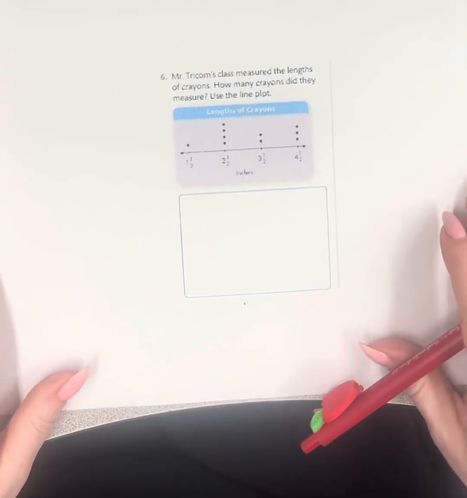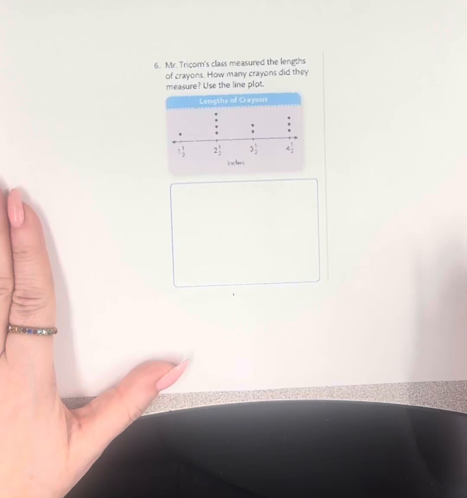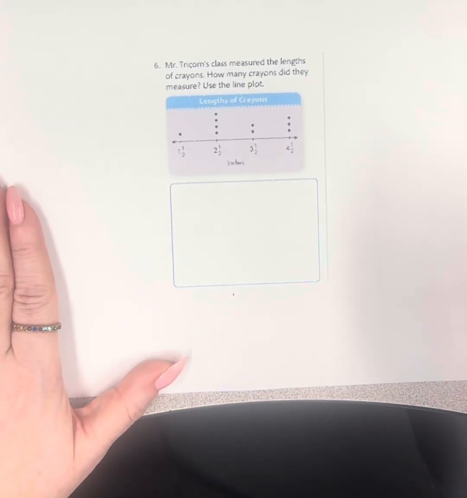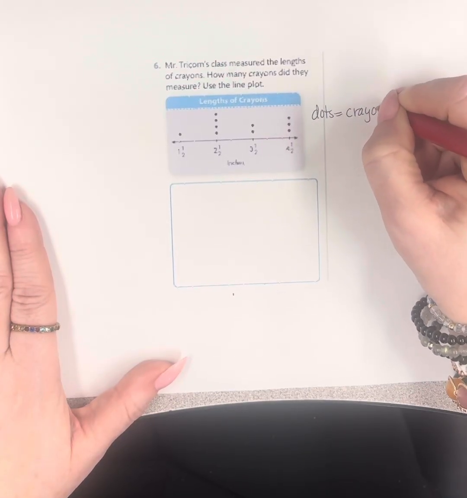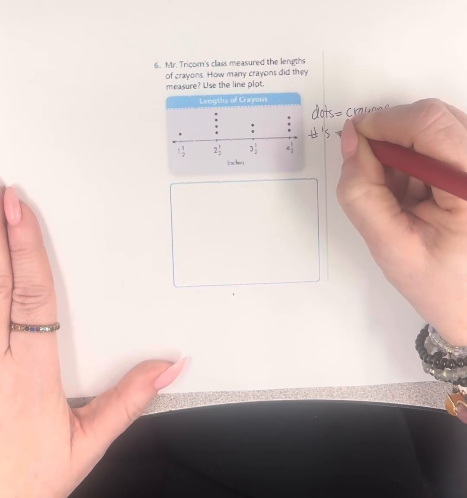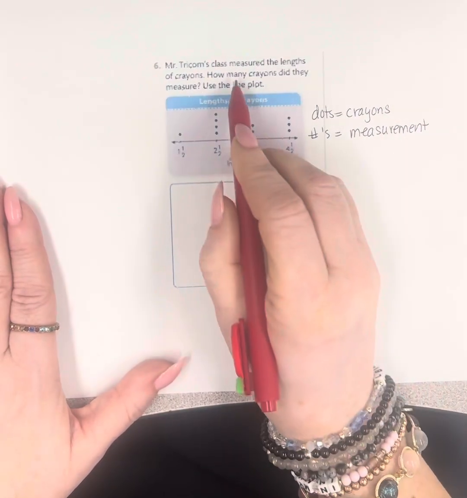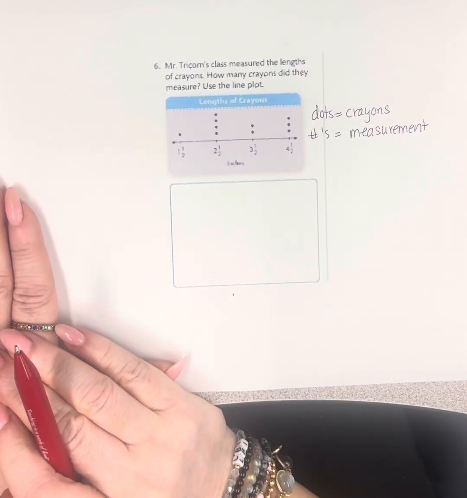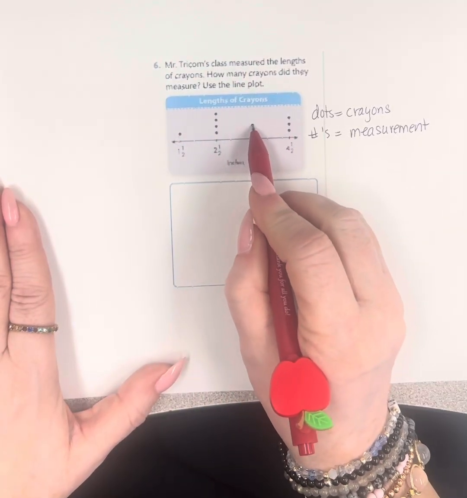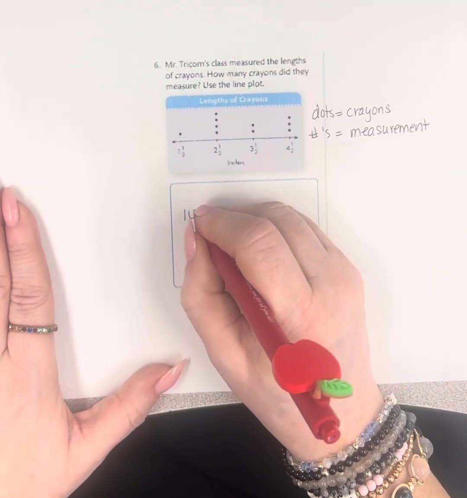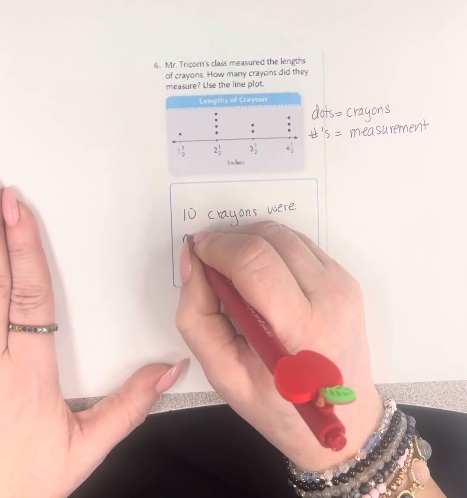Right. Now we're talking about crayons, okay? Mr. Trincom's class measured the lengths of crayons. How many crayons did they measure? Use the line plot. The dots equal the crayons. The numbers equal the measurement. All right. How many crayons did they measure? Well, how many dots did they make? All you have to do is count up. 1, 2, 3, 4, 5, 6, 7, 8, 9, 10. 10 crayons were measured.